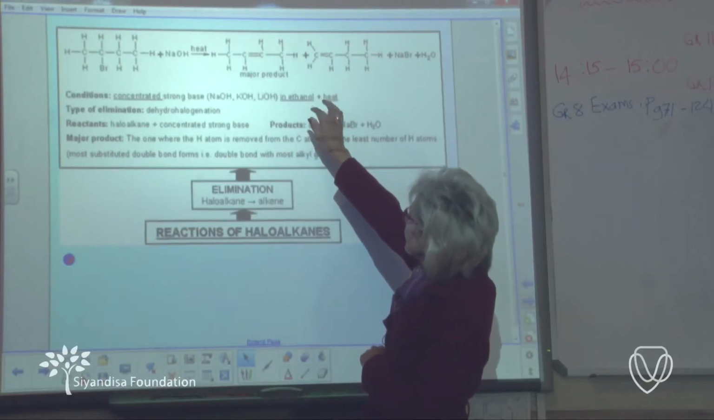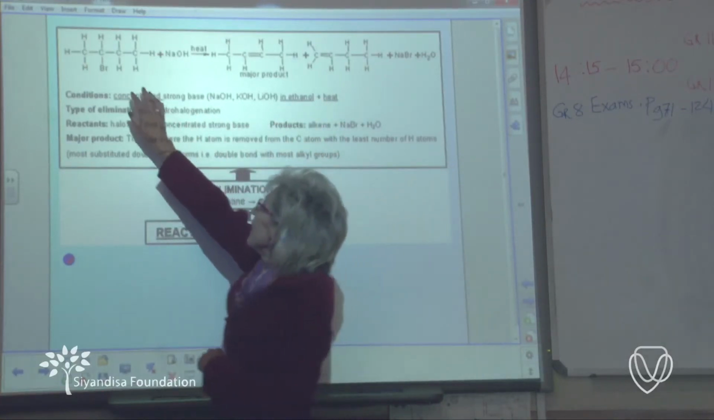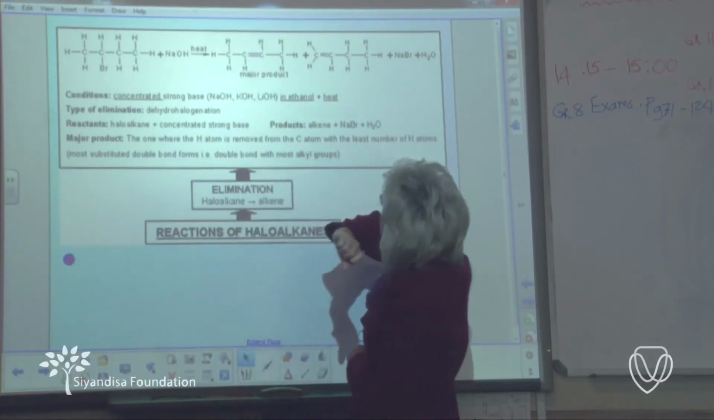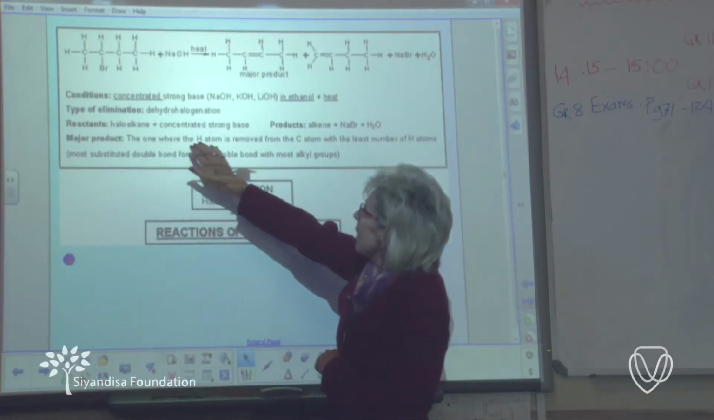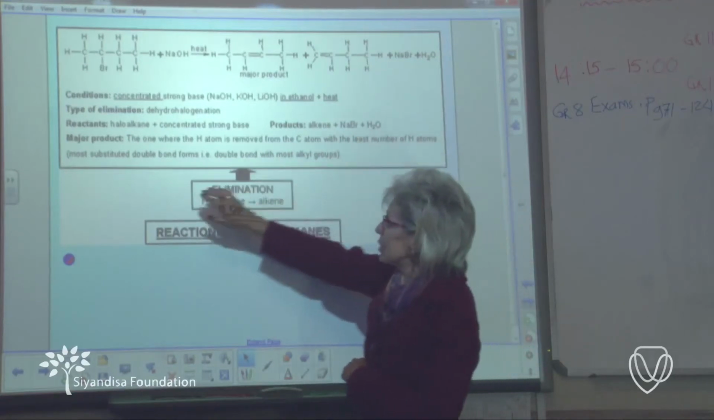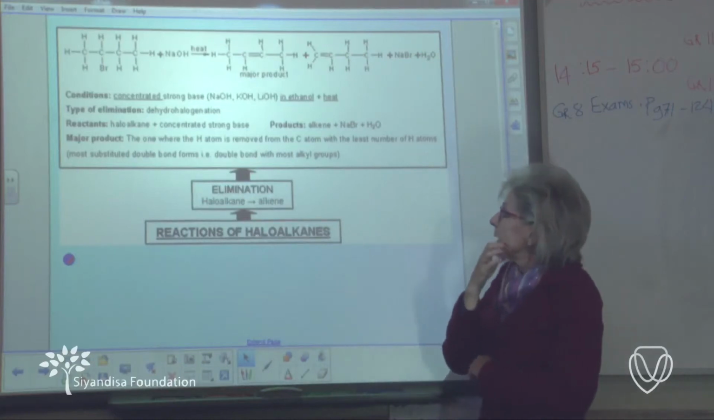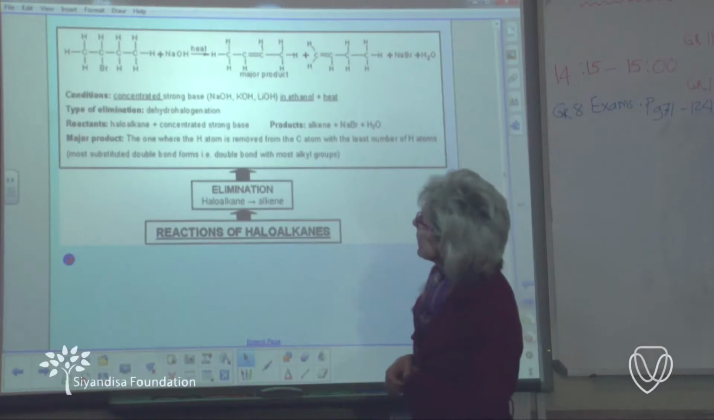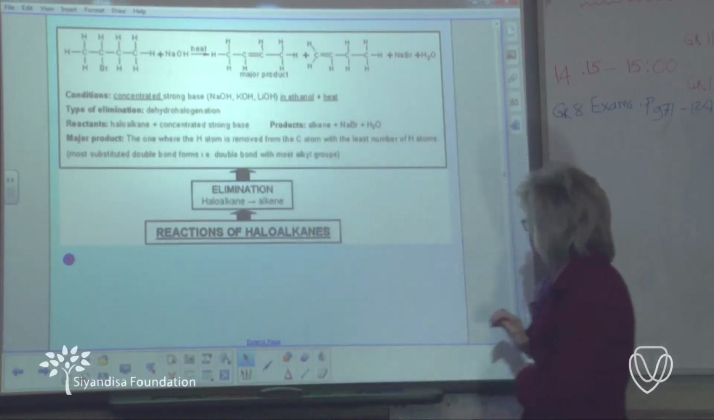And the moment that you add the heat as well, you totally remove the hydrogen bromide from the solution. You end up with an alkene. The one where the major product is the one where the hydrogen atom is removed from the carbon with the least number of hydrogen atoms. So the most substituted double bond forms. In other words, a double bond with the most alkyl groups. And your reaction conditions, once more, heat and concentrated strong base in ethanol.